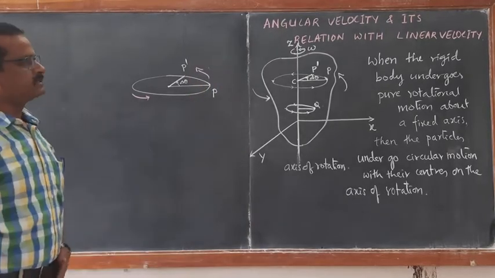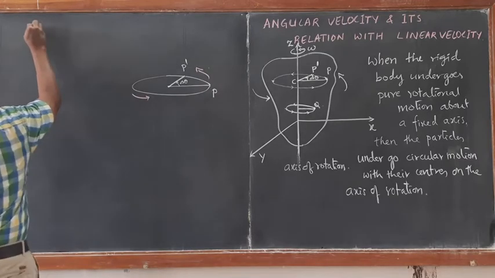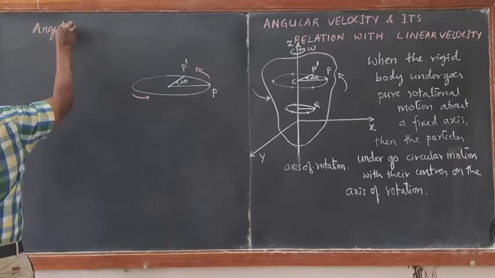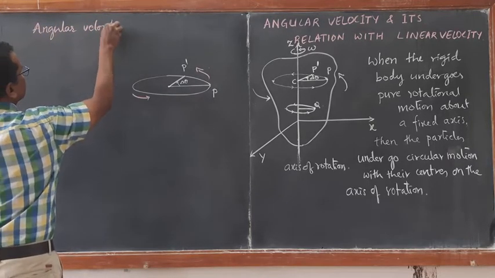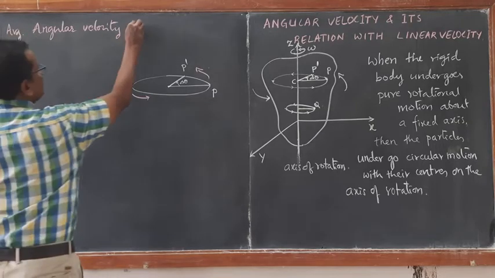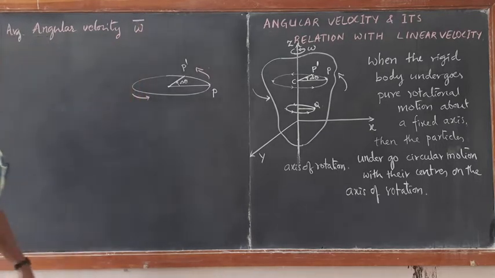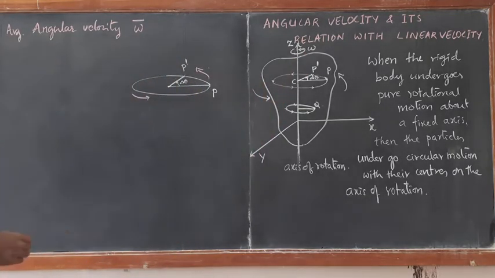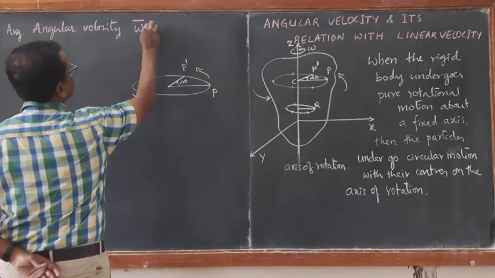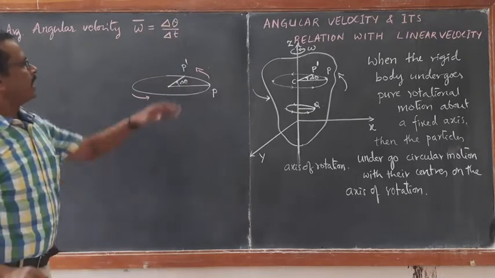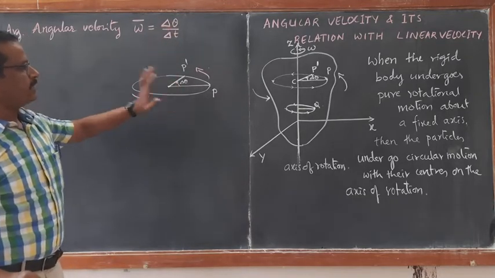Now we define what is angular velocity. First we will define what is average angular velocity. Average angular velocity is denoted by omega bar. Omega is the notation for angular velocity. Omega bar is equal to, by definition, delta theta by delta t. Angular displacement divided by time taken.